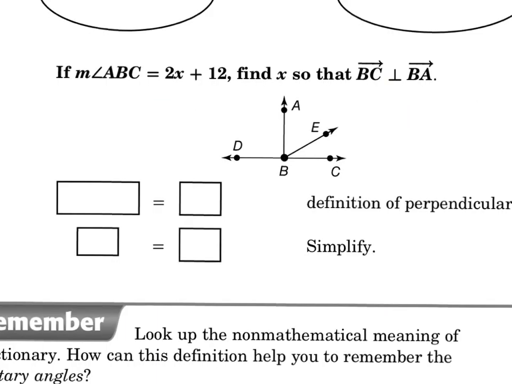So let's first look at perpendiculars. Find the measure of angle ABC is equal to 2x plus 12. Find x so that BC is perpendicular to BA. So if these two angles are perpendicular, this has to equal 90 degrees. So what we can say is that 2x plus 12 equals 90 degrees. So when we simplify, we get x equals 39. Pretty easy. Okay, let's do some more.